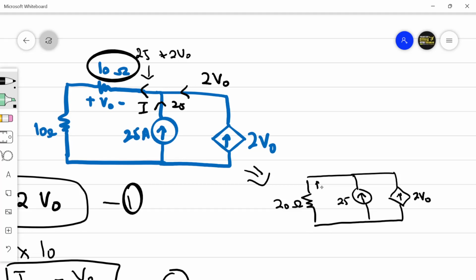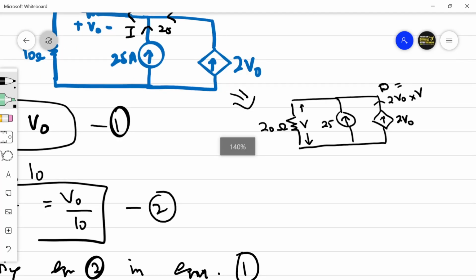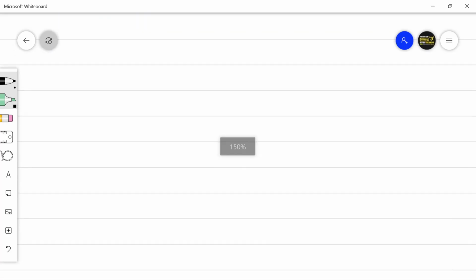So voltage across this, let it be equal to capital V. So power absorbed, the current that's actually flowing through this path is 2V naught. Since all these three branches are in parallel, voltage across this will also be equal to V. So power absorbed by this dependent current source will be equal to current into voltage. Current is 2V naught into capital V. So this is our power equation.